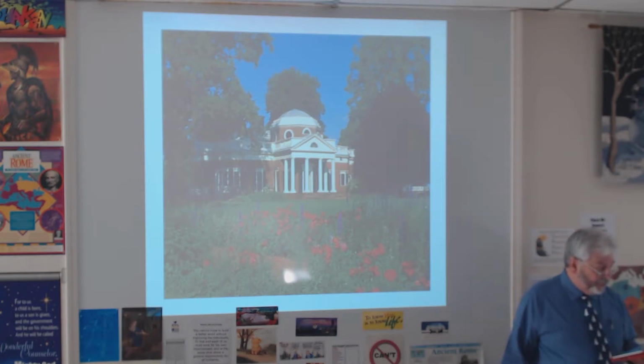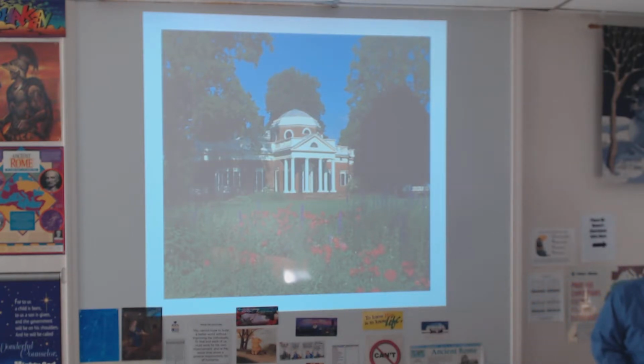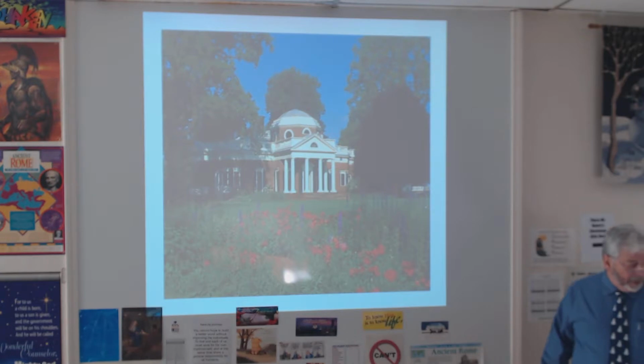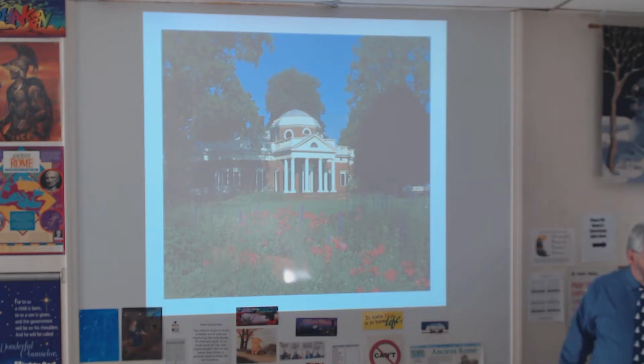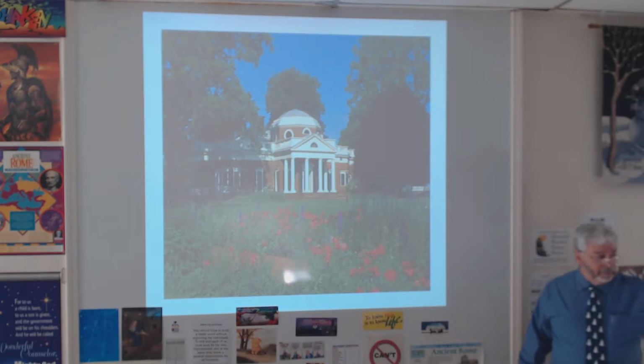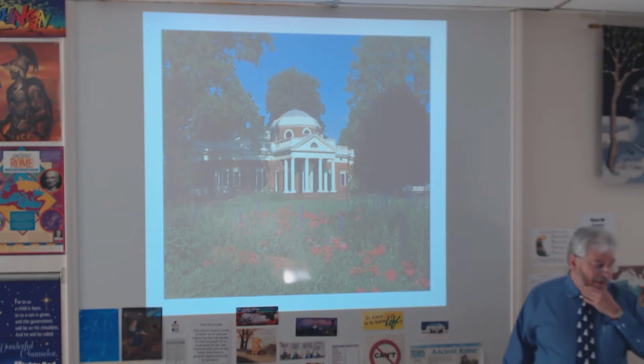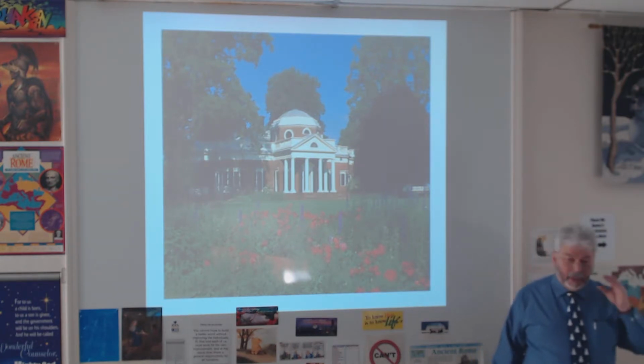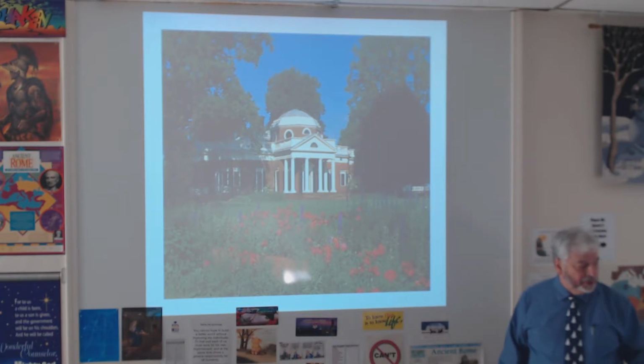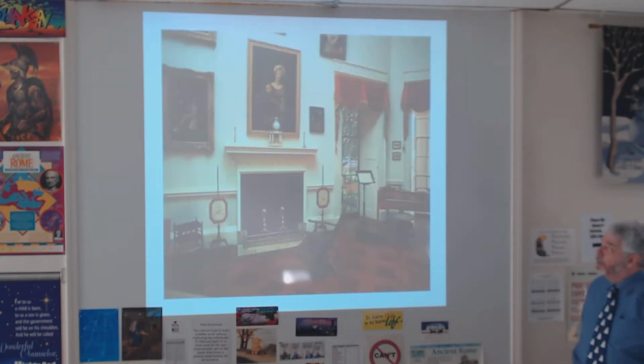This is a picture of Jefferson's home called Monticello up in western Virginia. Anybody ever been to Monticello? Very interesting place. He was quite innovative in a lot of ways, a brilliant man. And here are some pictures of his home which illustrate that.